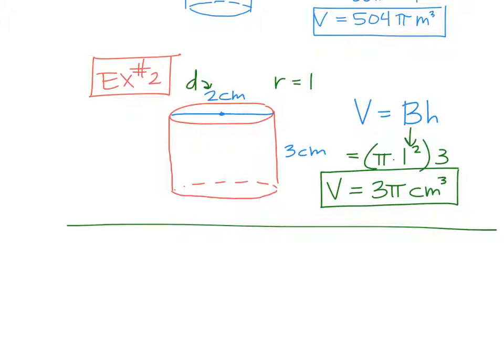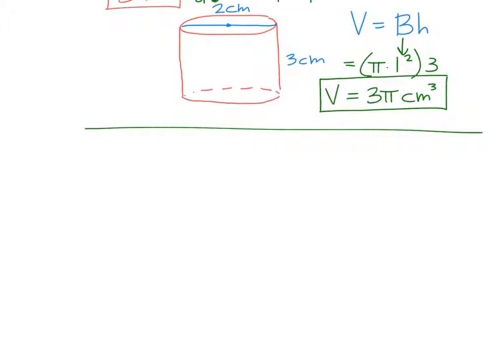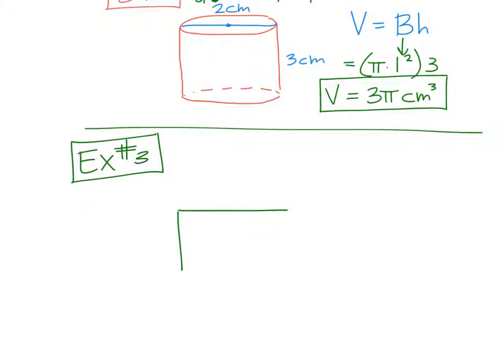Okay, we're not quite done. Example 3 is our last one, and this one is a little more involved. You're basically going to draw an old school lunchbox. It's going to have a rectangular prism on the bottom, and then on top it has half a cylinder.